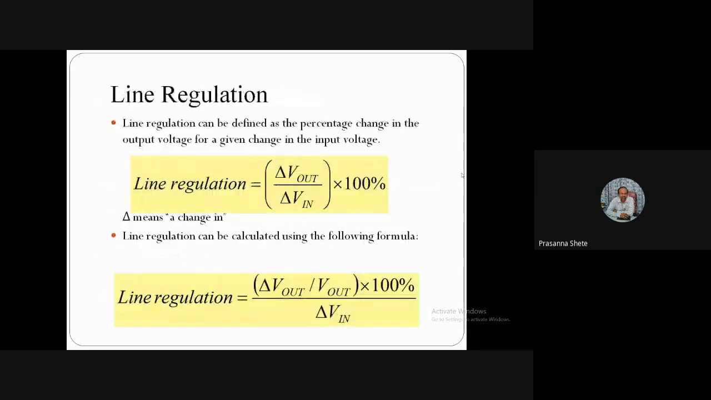The definition of line regulation and the formula of line regulation are being given over here. So we have to understand the line regulation is nothing but delta V0 upon delta V in into 100. That will give us line regulation in percentage. Similarly, line regulation can be calculated as delta V0 upon V0 upon delta V in into 100% will give us line regulation in percentage.